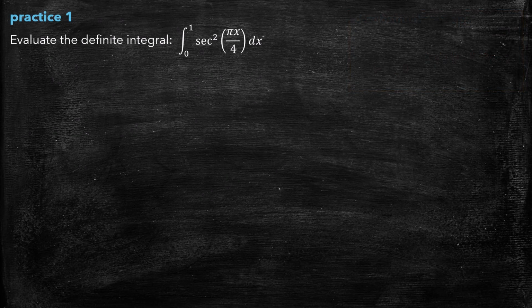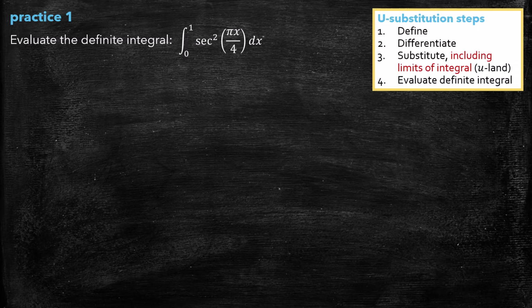So our first practice problem will do something a little more straightforward. This could be done without the steps of u-substitution. It could be done a little more intuitively because pi x over 4 is just a linear function, that inside function. But we'll go through the steps just to demonstrate. So step 1 is to define. So u equals the inside function, pi x over 4, of secant squared. So du by dx is pi over 4.